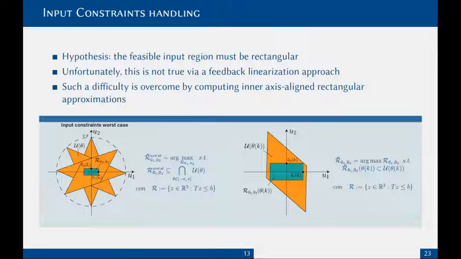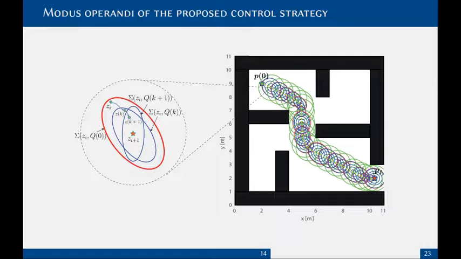It is possible to overcome this difficulty by resorting to the computation of inner axis-aligned rectangular approximations. In the proposed solution, at the first time step, a conservative approximation of the input constraint set is computed by using the worst case of inner approximation constraints in order to ensure the recursive feasibility of the optimization problem. Then, for each time k, exploiting the real-time information about the robot orientation, a less conservative approximation of the input constraint set is computed.